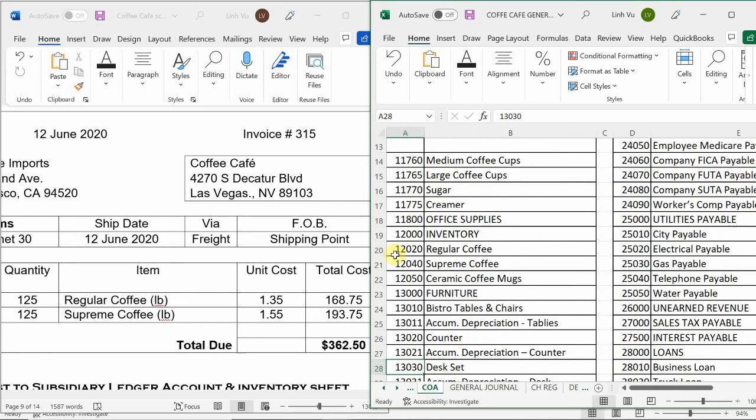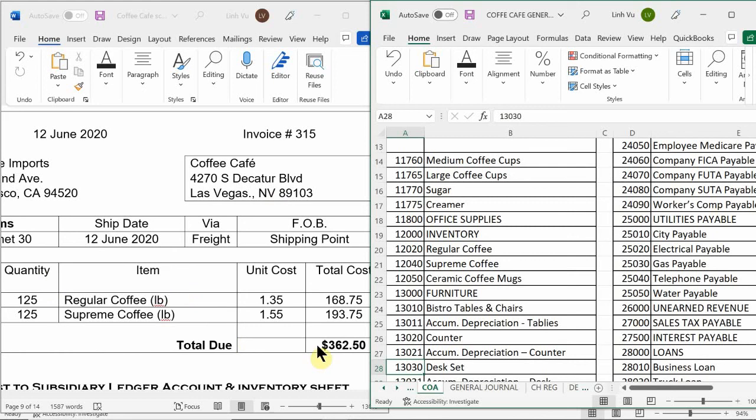What type of account is inventory? It is not cost of goods. When you buy inventory, what happens? Do you own the inventory? So where would you find inventory? 1202.20 is for the regular coffee and 1202.40 for the supreme coffee. Okay, good.